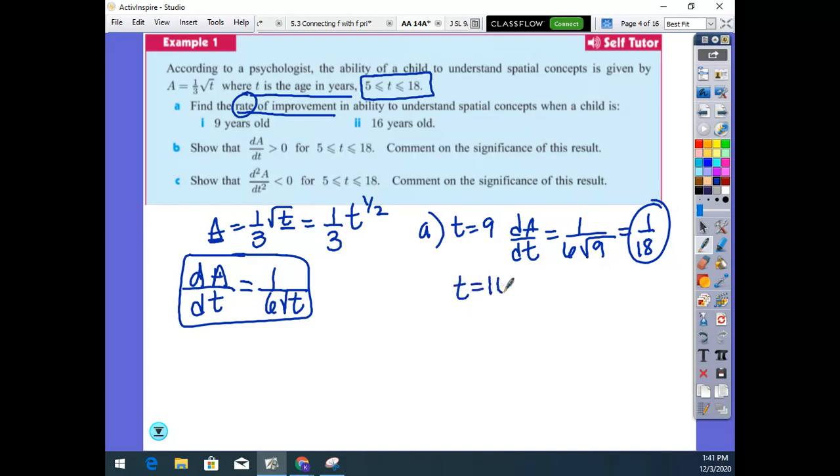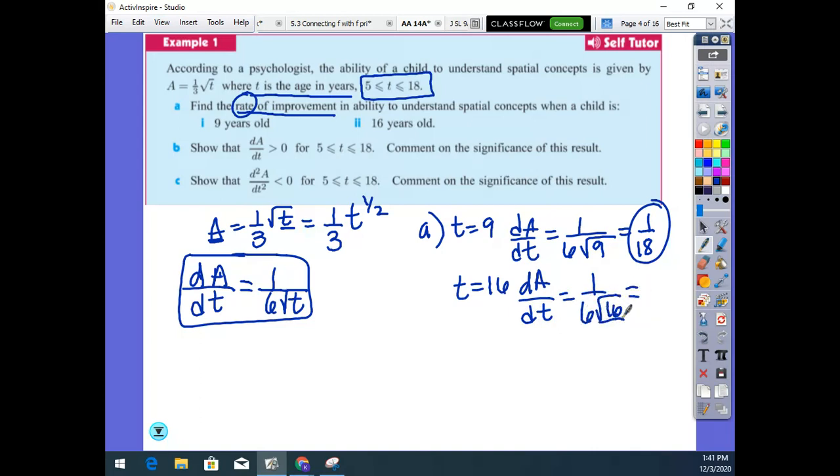And then the same thing when 16. What is the rate of improvement when the child is 16? Well, the square root of 16 is 4 times 6 is 1/24. Notice this is actually a little smaller number than this one. If you think about this, the older that you get, what's the rate of improvement? The rate is slowing down. And that's what we're going to look at in B and C.